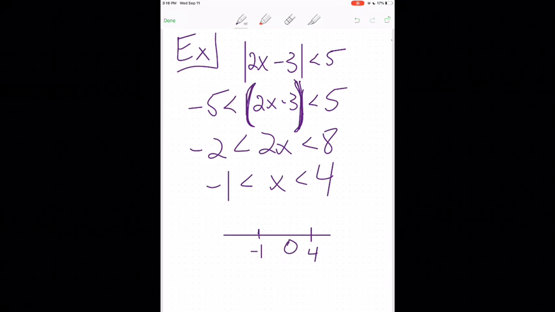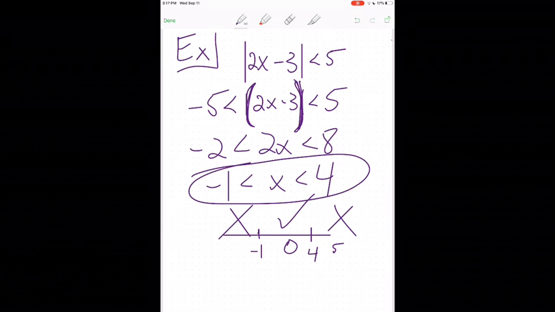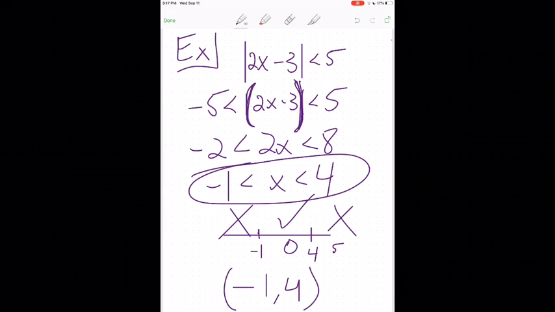So let's check 0. 0 minus 3 gives me negative 3. The absolute value of negative 3 is 3, so that works. Let's check a number greater than 4. We'll try 5. 2 times 5 is 10, minus 3 is 7. The absolute value of that is 7, which is not less than 5. And then we'll try negative 2. Negative 2 times 2 is negative 4, minus 3 is negative 7, and the absolute value of that is 7. So this tells me, yep, this is definitely correct. In interval notation, it's going to be from negative 1 to 4. And those are my correct answers.